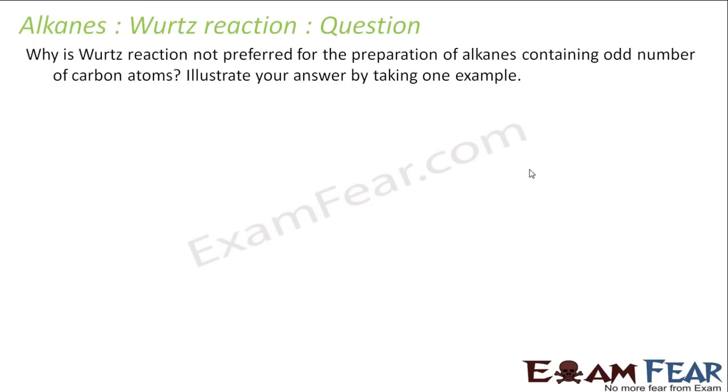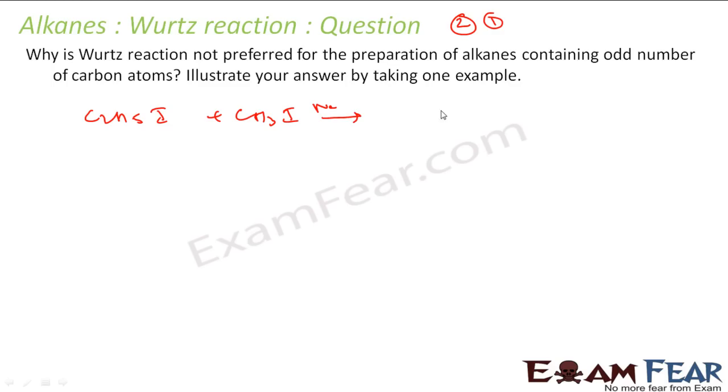Why is the Wurtz reaction not preferred for preparation of alkanes containing an odd number of carbon atoms? This is the same question, but in the earlier question you were told to react ethyl iodide and methyl iodide. Here that is not given, so you have to think more. You have to think of a scenario where you can have a reaction between 2-carbon and 1-carbon halides. For example, methyl iodide and ethyl iodide react with sodium in the presence of dry ether. You get these kinds of products.